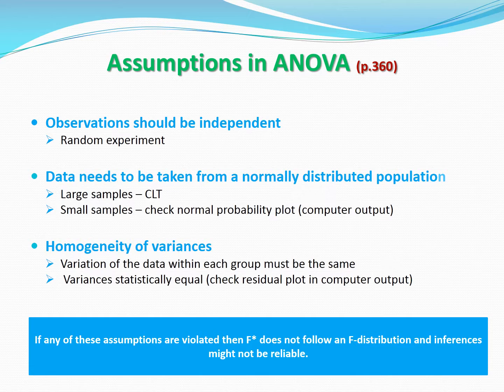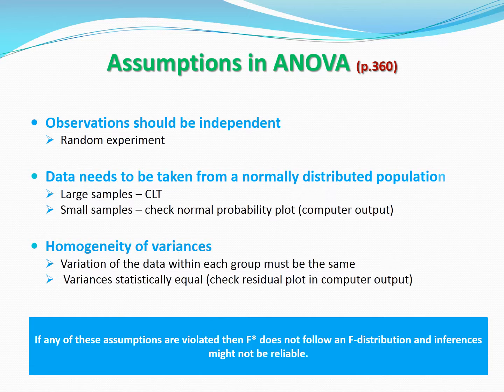Firstly, the observations should be independent. This means that your experiment should be totally random, so samples should be randomly drawn from the population, and your treatments or groups should then be assigned randomly to the different objects or people in your study. Then secondly, data needs to be taken from a normally distributed population.